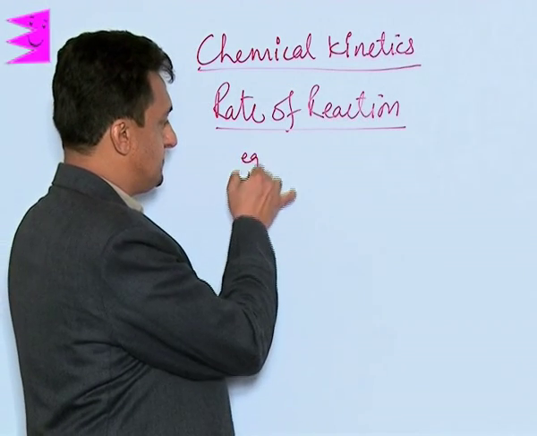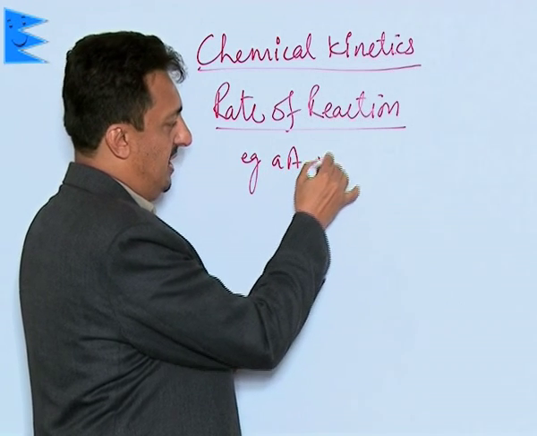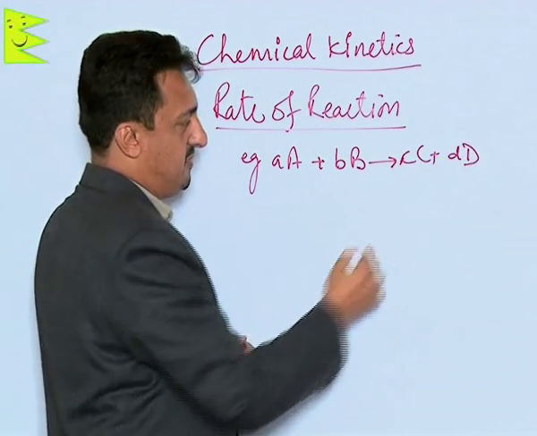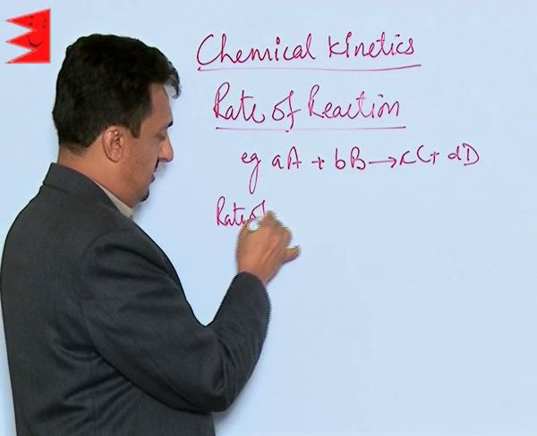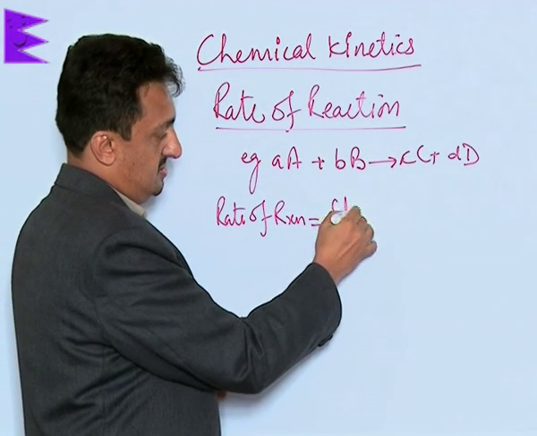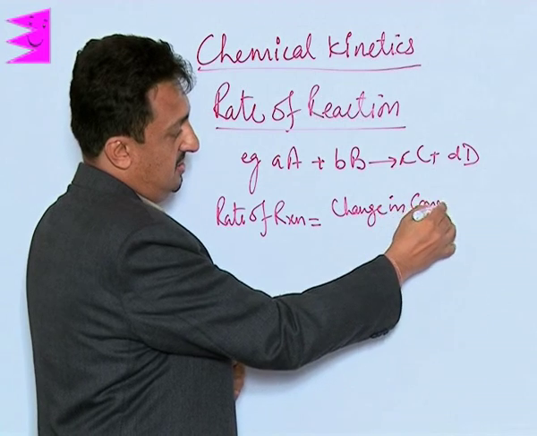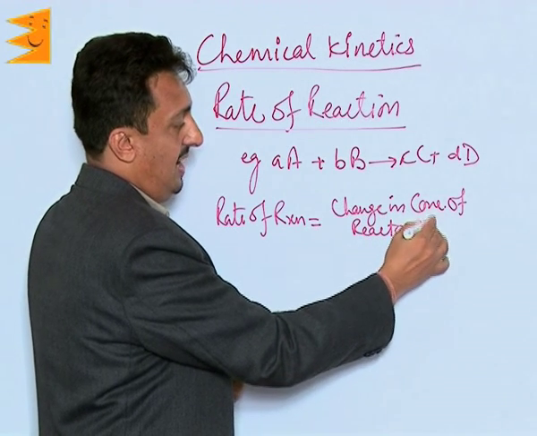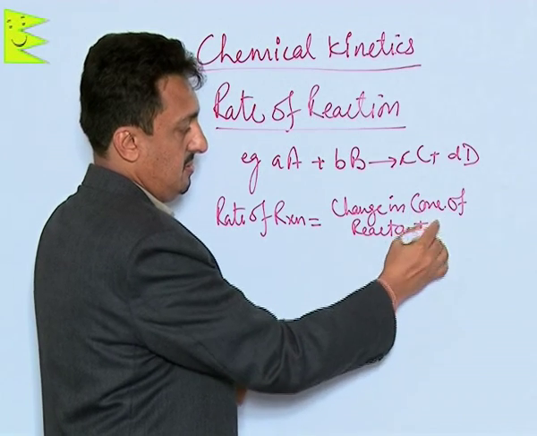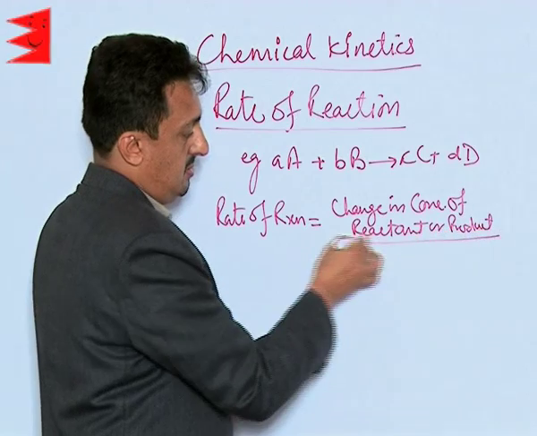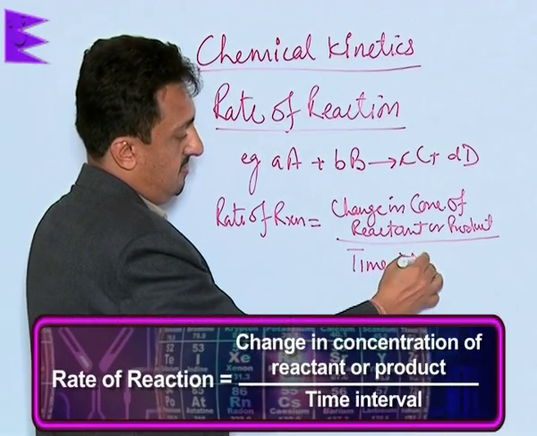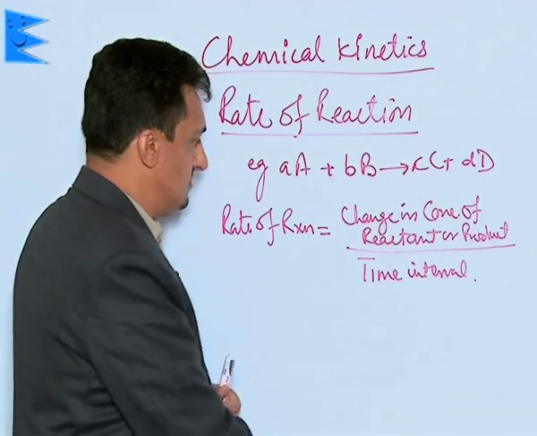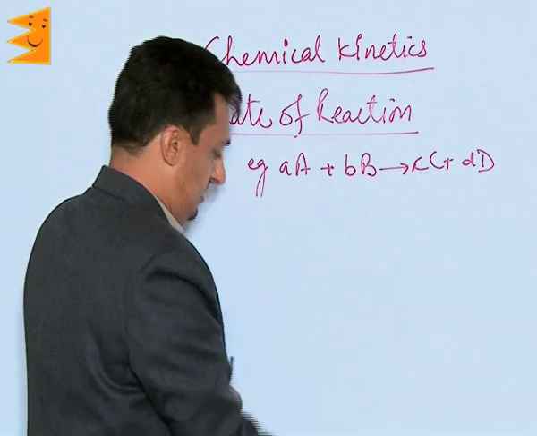So let's take an example that a moles of A combines with b moles of B to form c moles of C and d moles of D. The rate of reaction is the change in concentration of reactant or product upon the time interval.